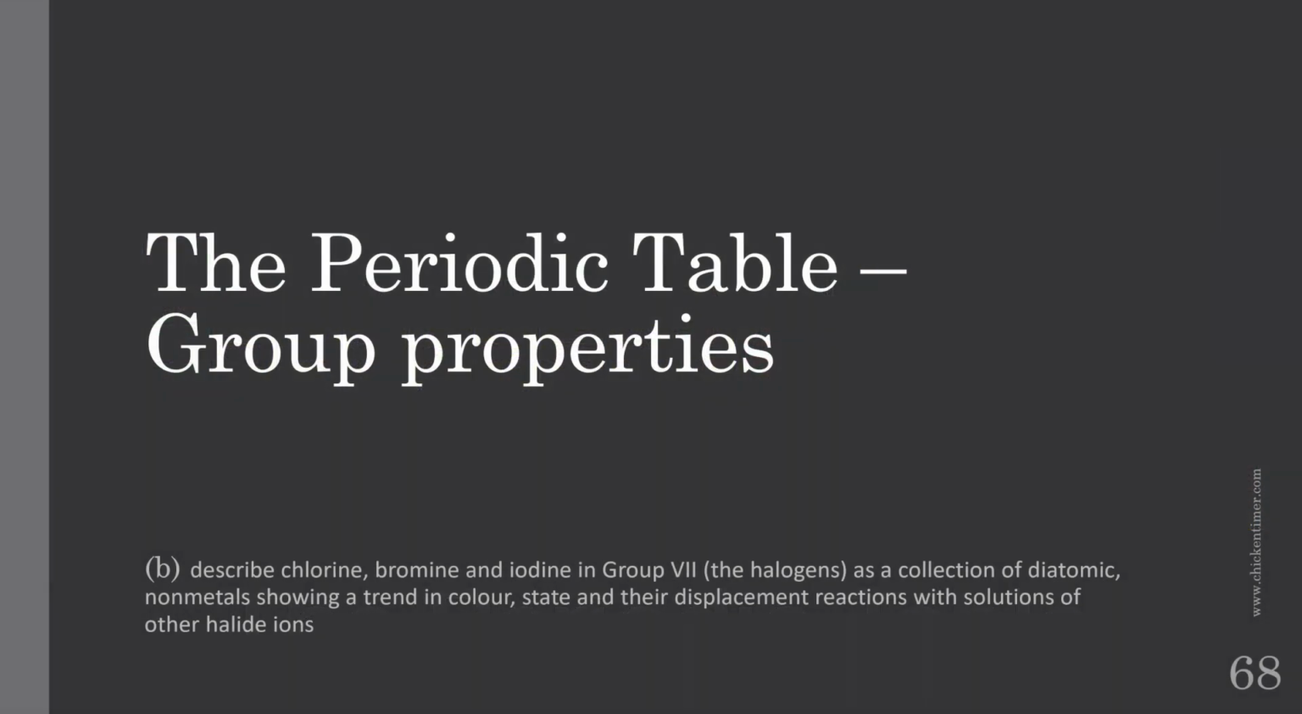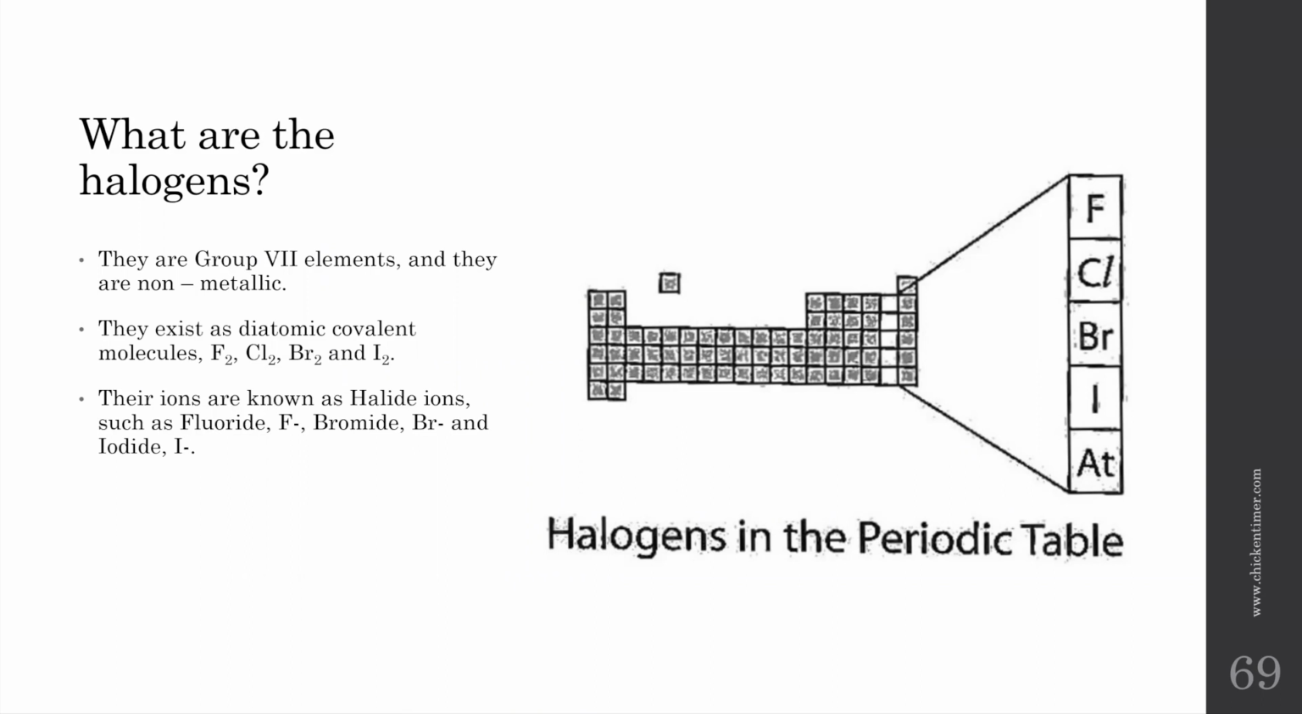This is talking about halogens. Halogens are in group 7, and they are all non-metals. It's highlighted there. They are in group 7. So you have fluorine, chlorine, bromine, iodine, and astatine.